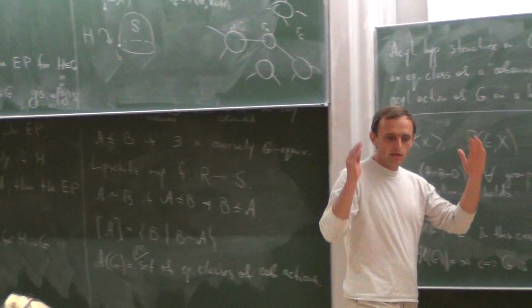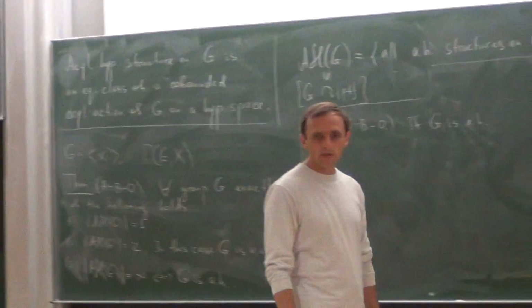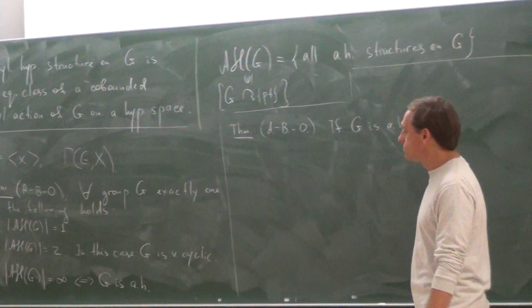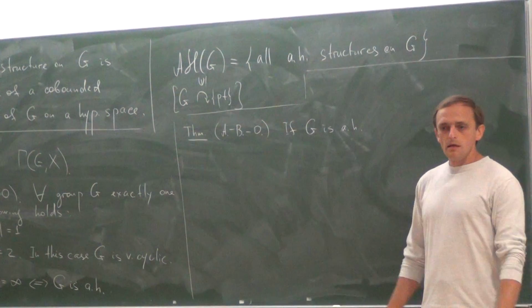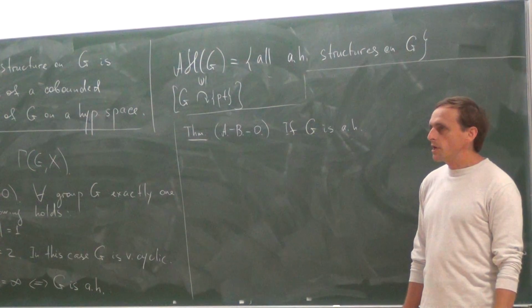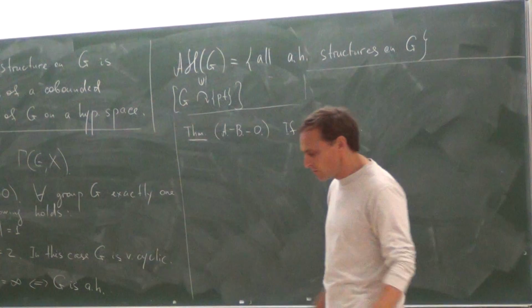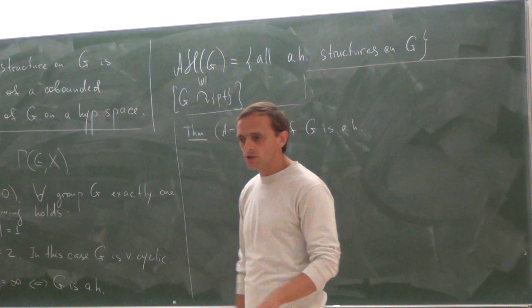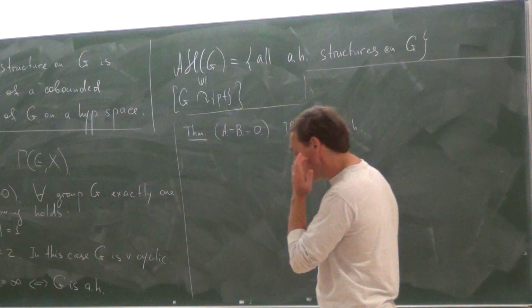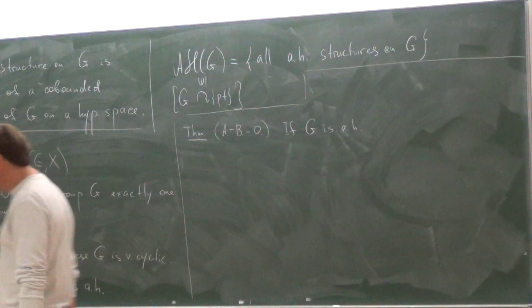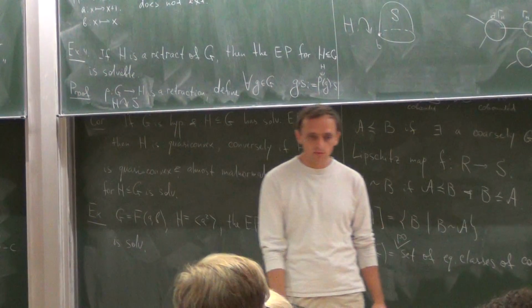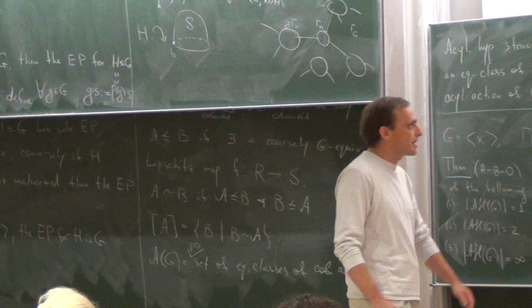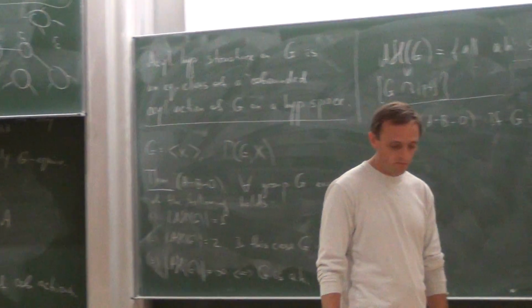For example, the Dunwoody non-accessible group is like that. So in general, we don't know for a given group how to decide whether it has a largest acylindrical hyperbolic structure or not. So this is a kind of acylindrical accessibility question, and it's a difficult question. We don't know if there exists a finitely presented acylindrically hyperbolic group which is not acylindrically accessible, which means which does not have a maximal acylindrical hyperbolic structure.